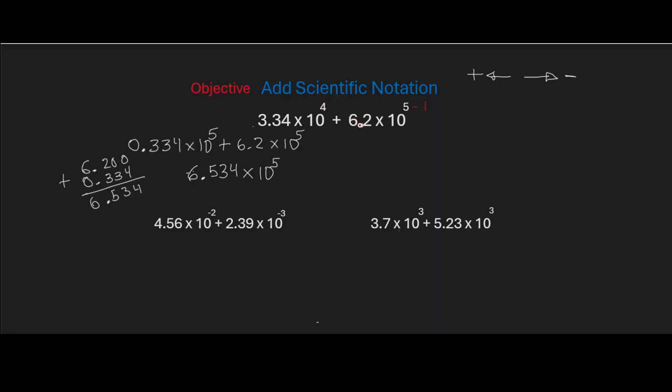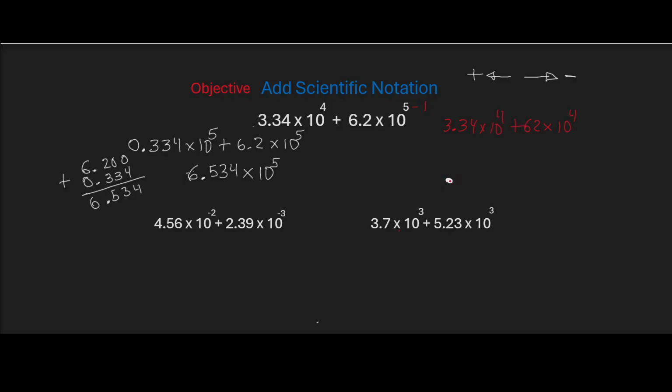Well, if I subtract 1, that means I move the decimal point 1 unit to the right. So if I do this, then I'm going to get only 62 times 10 to the fourth power. What I'm going to do next, I'm going to rewrite the other scientific notation. I'm going to rewrite it this way. It's going to be 3.34 times 10 to the fourth power, and now we're going to add it up.